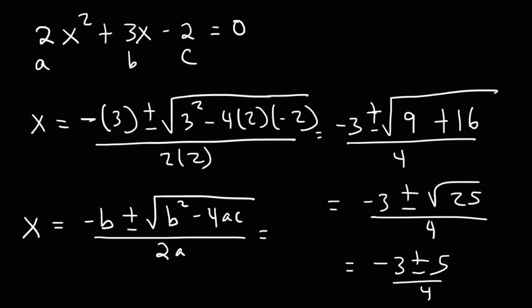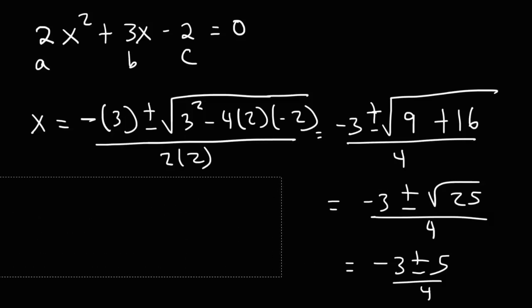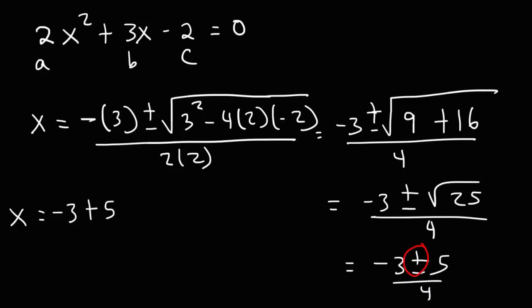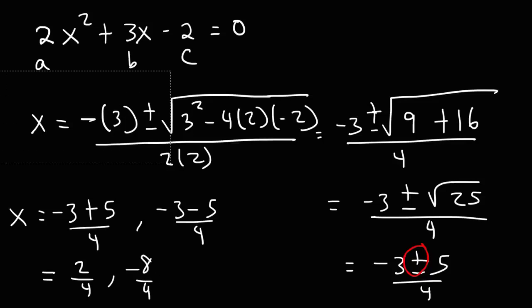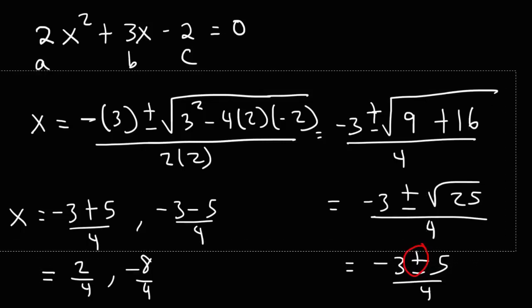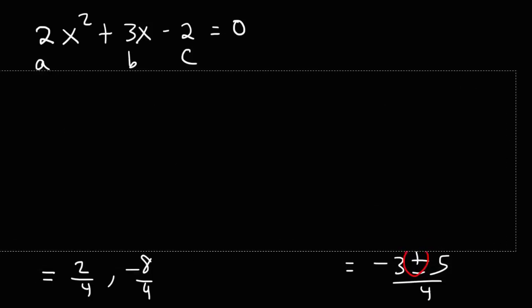So right now that's what we have. Notice the plus or minus symbol. So we need to break this up into two parts. We're going to have negative 3 plus 5 divided by 4, and negative 3 minus 5 divided by 4. Negative 3 plus 5 is positive 2. Negative 3 minus 5 is negative 8. So right now we have two different answers.